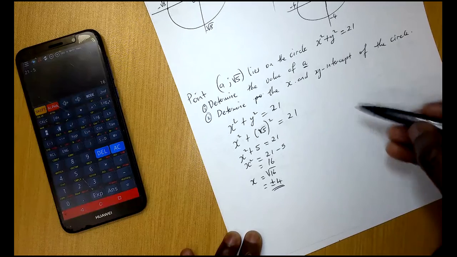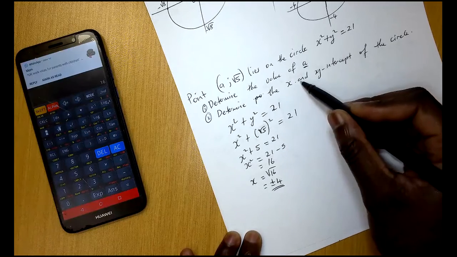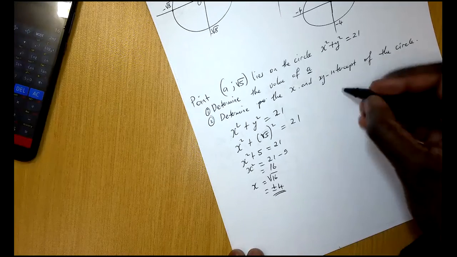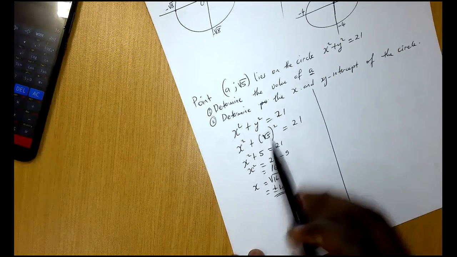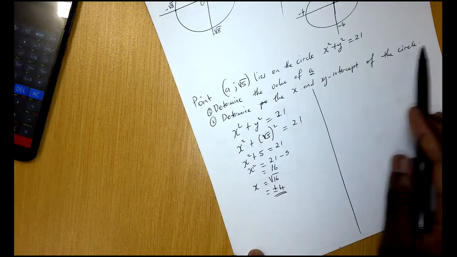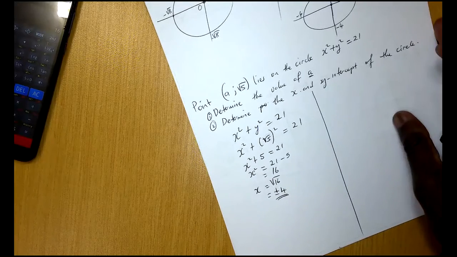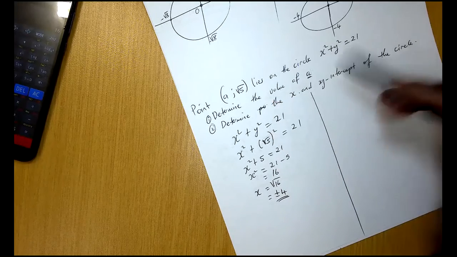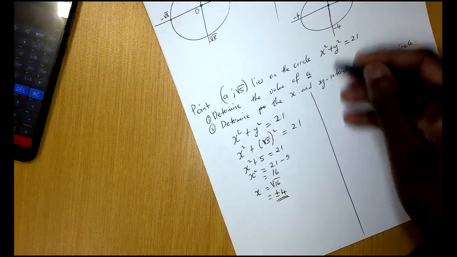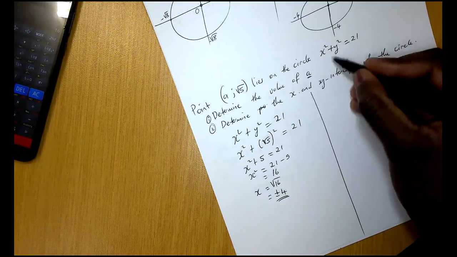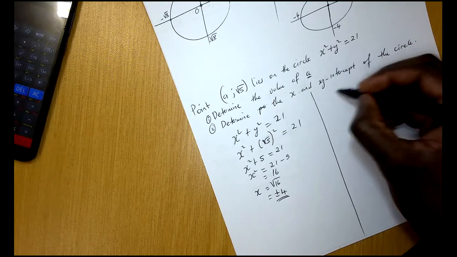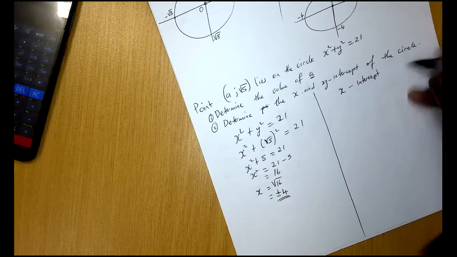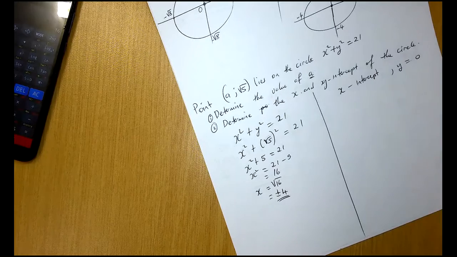The second question is saying determine the x and y intercept of the circle. So now we want to understand where your graph touches the x and the y axes. What do you do here? You know that for the x-intercept, y is equal to 0.